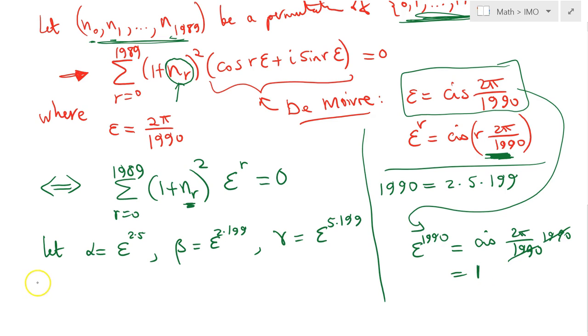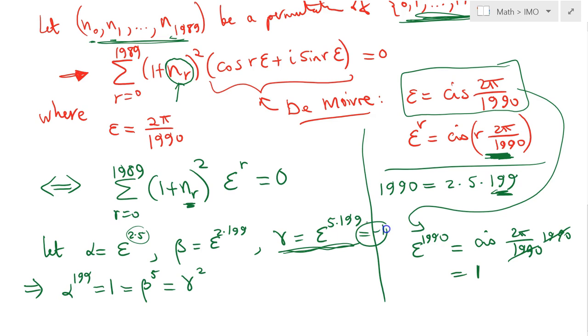So as a result, what I'm claiming here is that alpha raised to the 199th power is equal to 1. In a similar way, beta raised to the 5th power will also give us 1, and gamma raised to the 2nd power is also equal to 1. Obviously, you can say that gamma is actually equal to minus 1, but I prefer to stick with this notation.